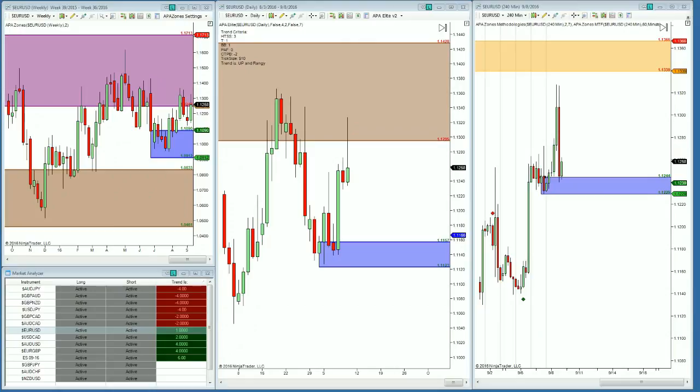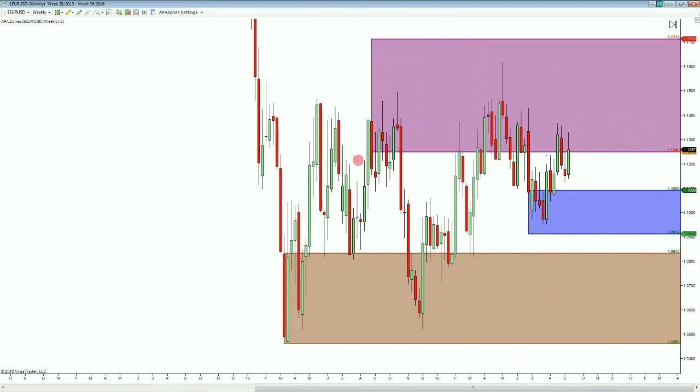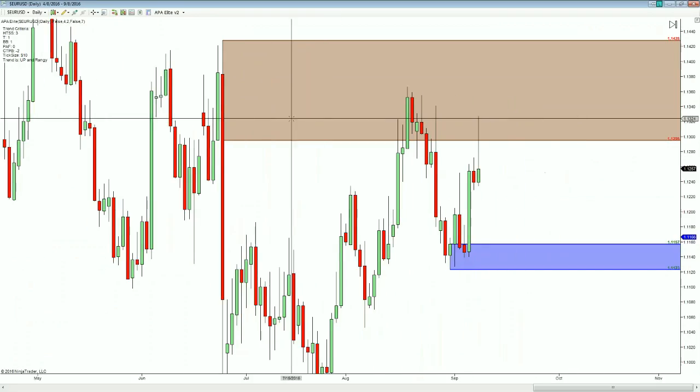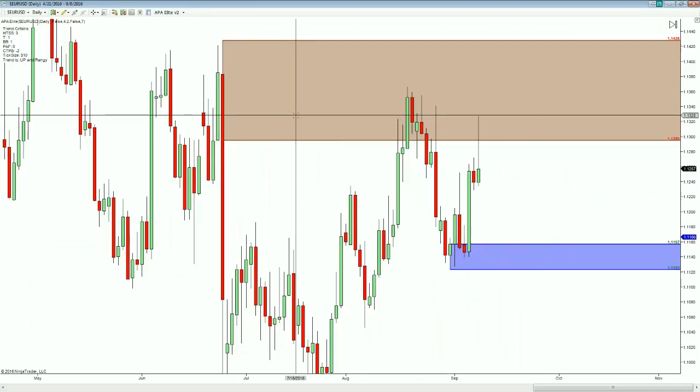We are going to be looking here at the Euro USD on the weekly, daily, and 4-hour using the Apazone's trend follow technique. We also have the Elite software here giving us an idea of trend and what's going on here. As we look at the euro dollar, we have been in the range for a long period of time, almost 2 years. Like it's been crazy. Well, maybe not quite that long, but it's been a while.